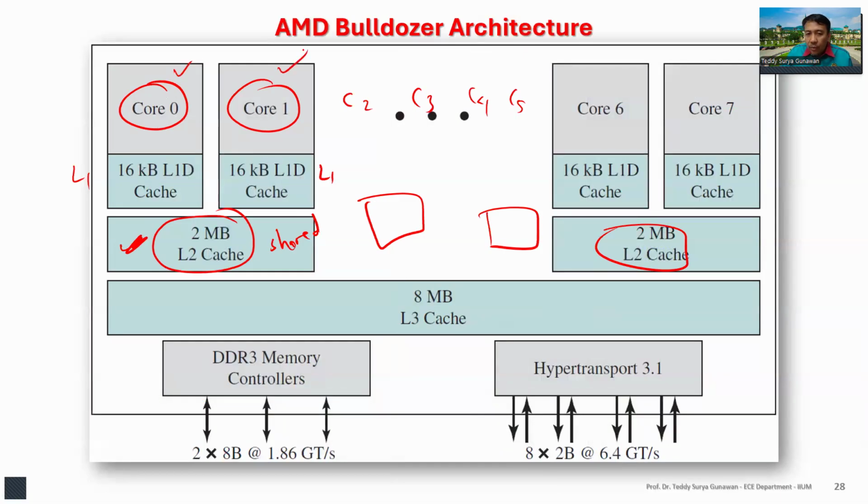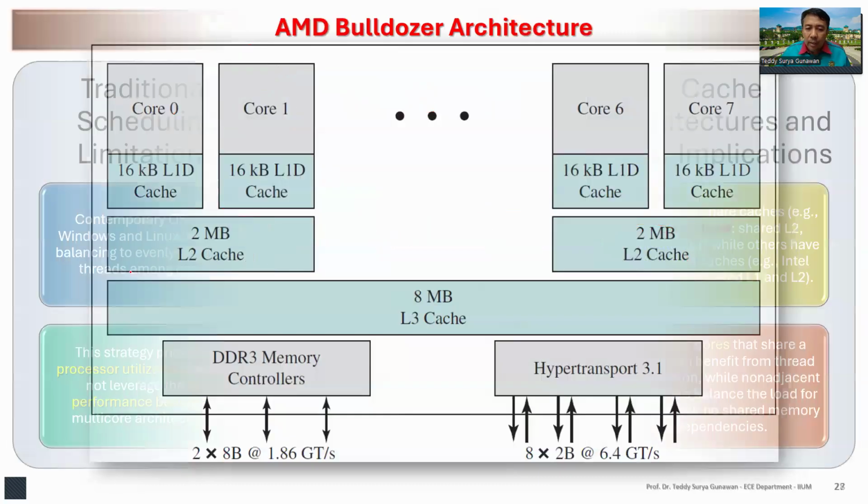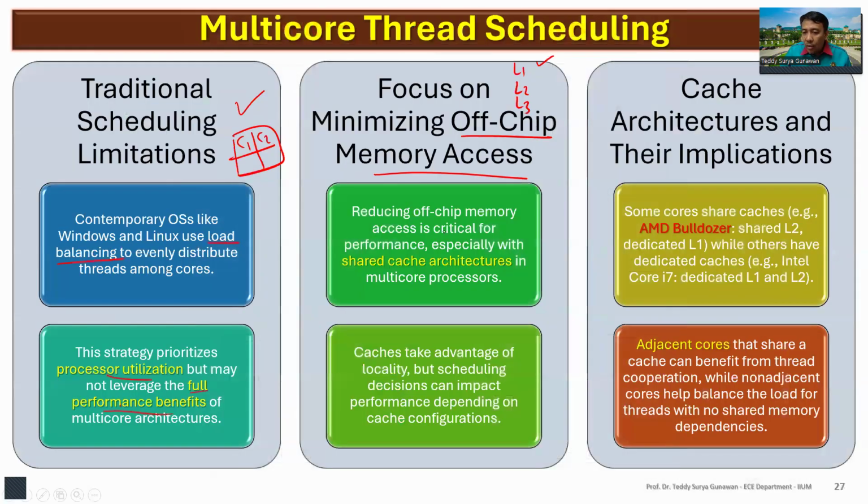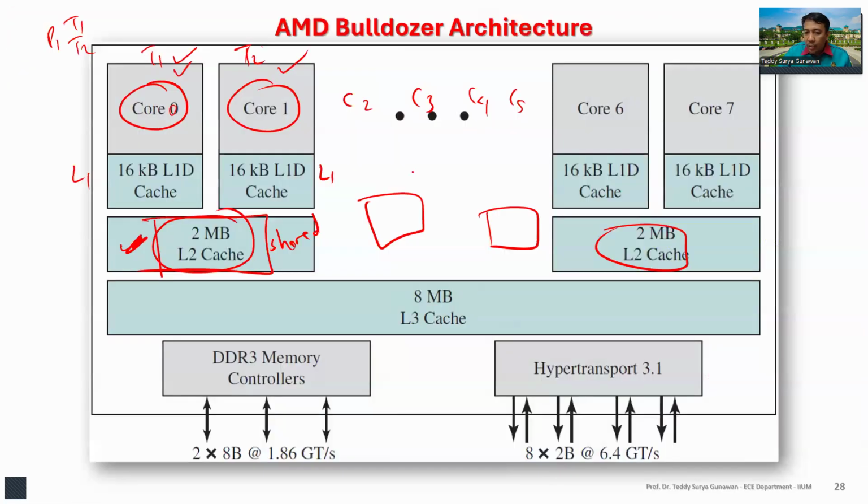So normal Windows will allocate anything that's available. But if the threads within the same process are working together, it's better to allocate them closer. For example, P1, thread 1, thread 2. They can work together on core number 0 and core number 1, specifically on the adjacent cores, so that they can use the L2 cache optimally. Okay, so that's what this means here: reducing off-chip memory access, because we also have the shared cache architecture.